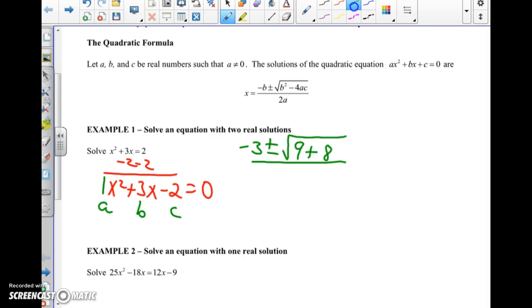So how much is that? 2. Okay, so everybody understands so far what's happened. Just take the numbers and put them in. Now, how much is 9 plus 8? 17. So now you get this. Everybody good so far? Now, the square root of 17. Can you simplify the square root of 17? No, you cannot. It's a prime number, right?